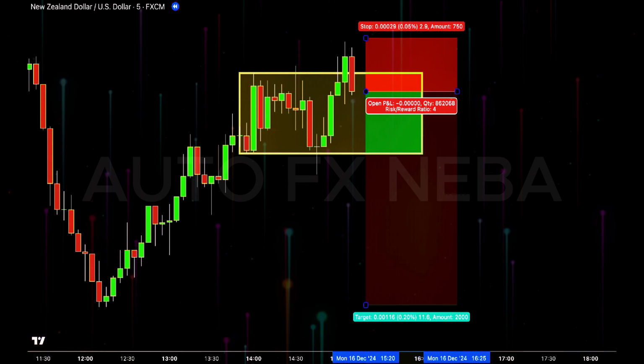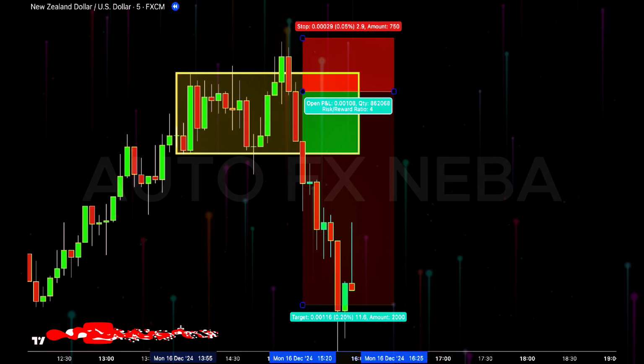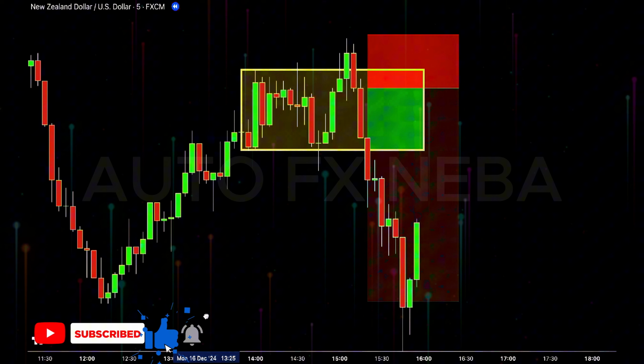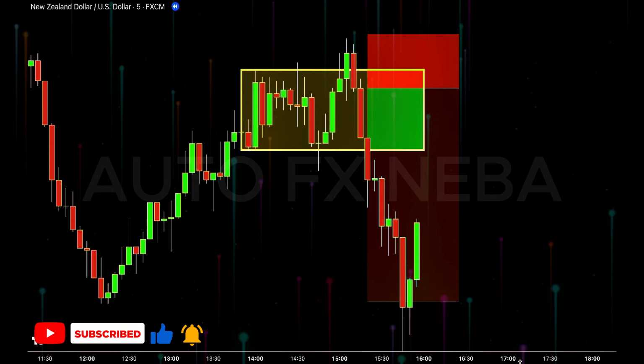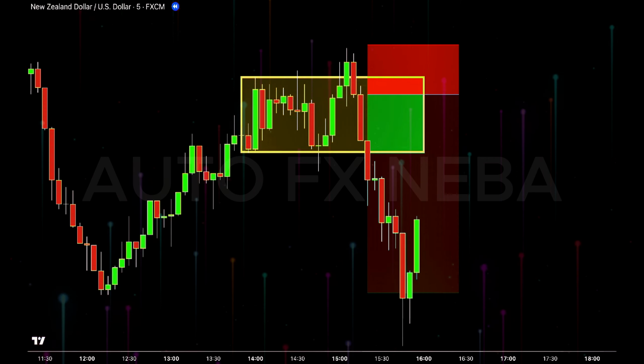Now, look at what follows. Price drops fast and hard. That's your acceleration phase, or markdown. This is where smart money exits their long positions and flips short, driving the market lower. By learning to recognize this setup, you'll start to see where smart money is loading and unloading positions, and more importantly, how to profit from it.